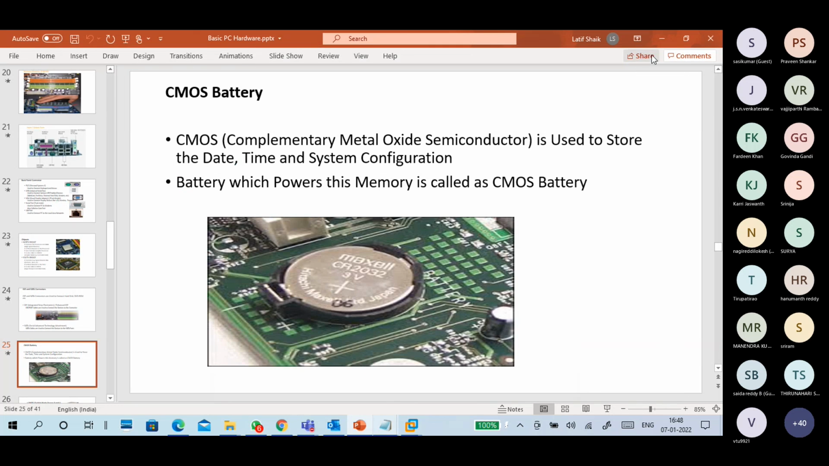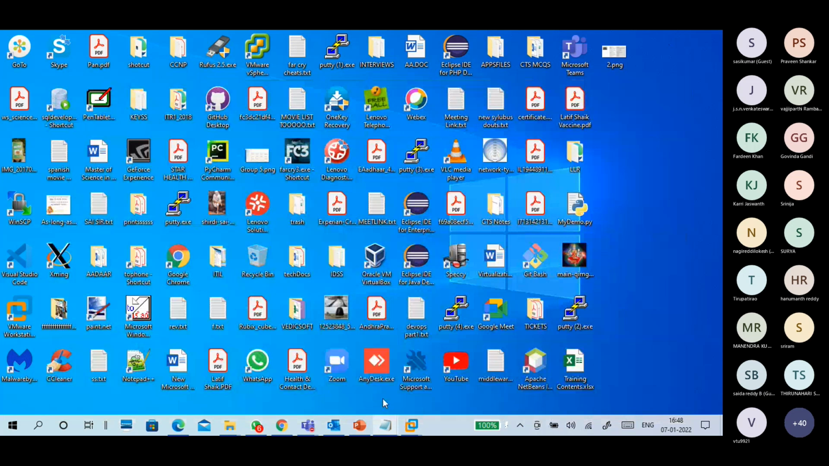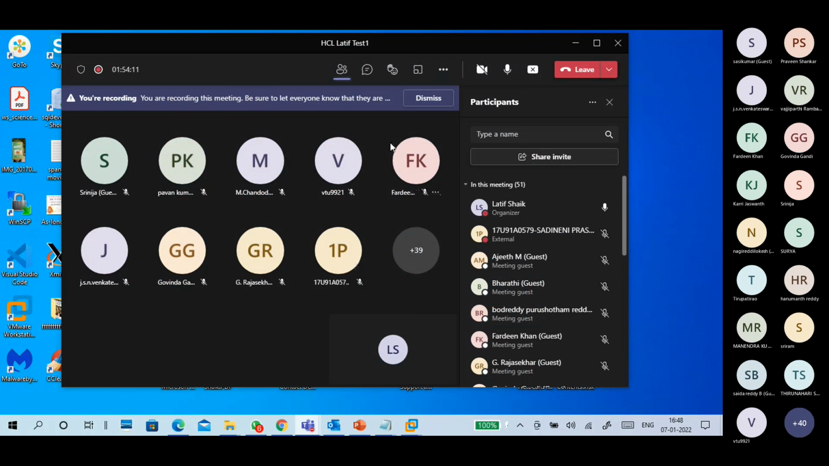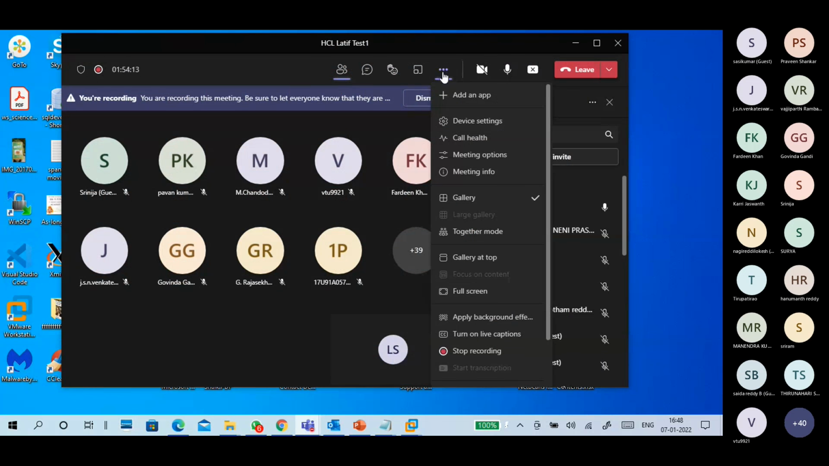Okay. So I'm going to stop this recording because otherwise it will record for the next 15 minutes also. You can't pause the recording. You can only stop the recording.